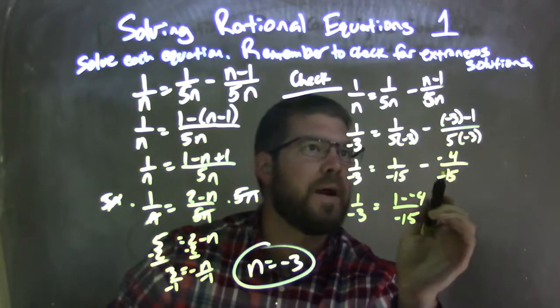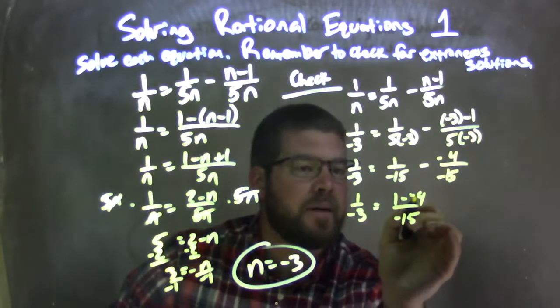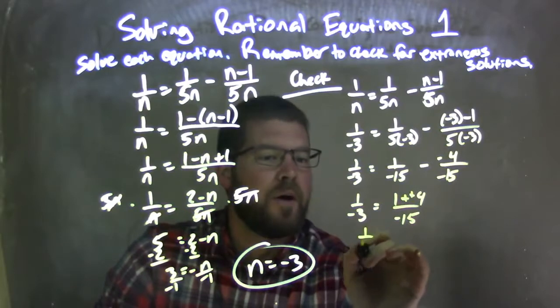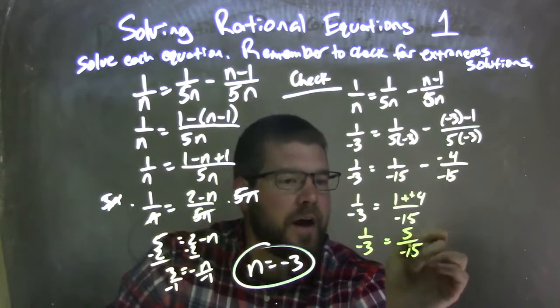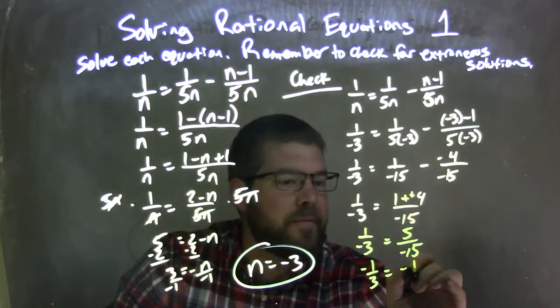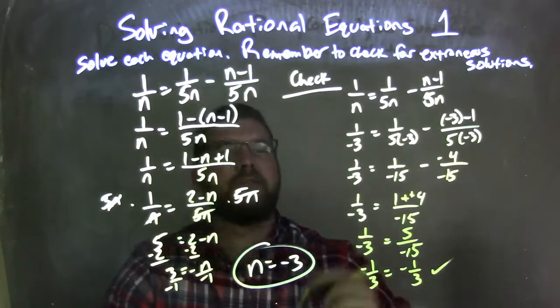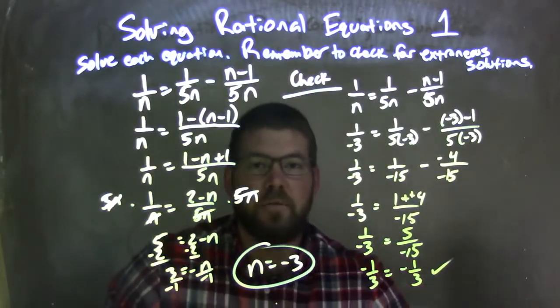1 minus a negative 4, looking good. So then 1 minus negative 4 is plus a positive 4, right? So we have 1 over negative 3 equals 5 over negative 15. 5 divided by negative 15 is negative 1/3. And there we have it. All right, negative 1/3 does equal negative 1/3. My left and right hand sides were equal, confirming that my final answer is n equals negative 3.